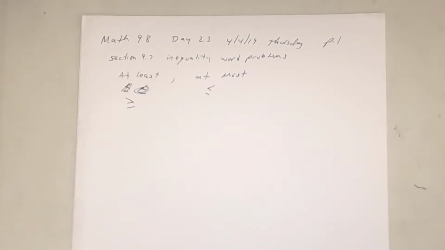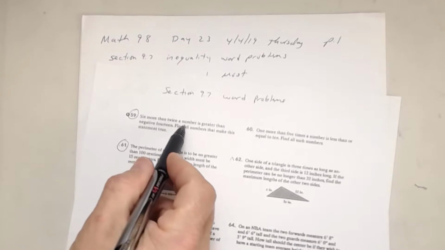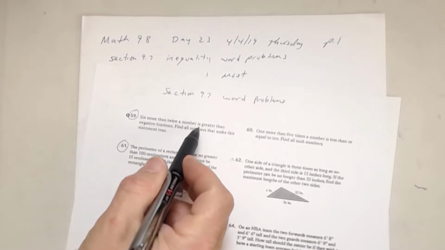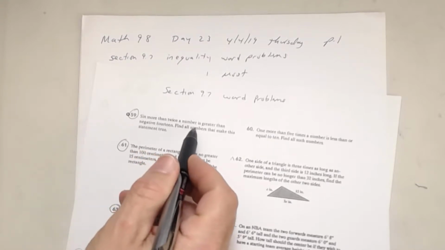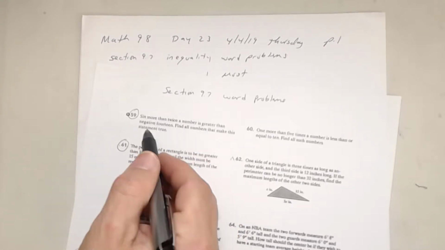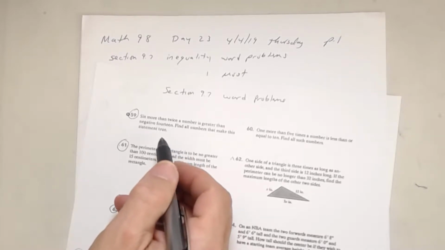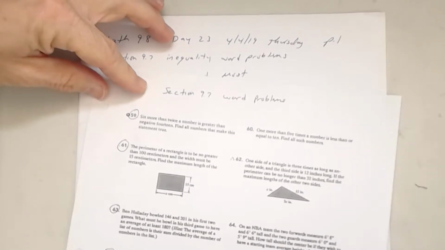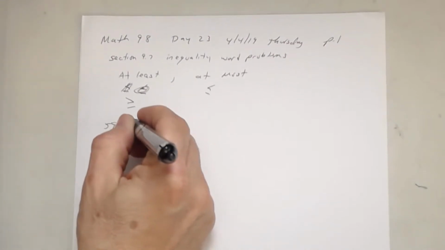Let's look at 59. So 59 says this: 6 more than twice a number. You can't see it up here, you have to use your own paper. 6 more than twice a number is greater than negative 14. And you want to find all the numbers that make this statement true. All right. So we're going to find those numbers, right? So you're going to let x equal the possible numbers.